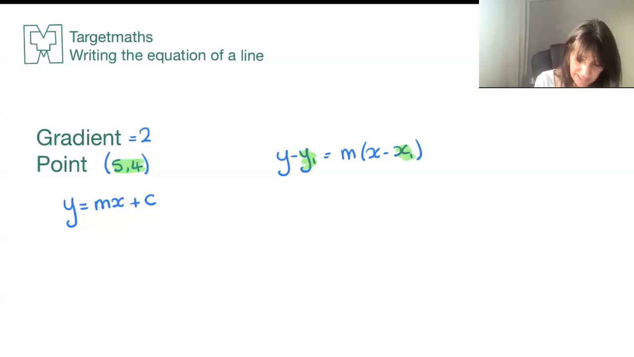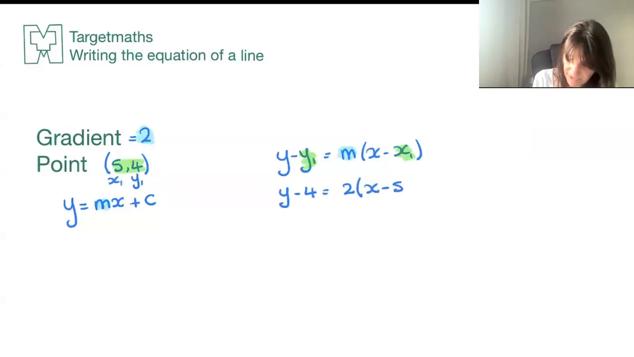So my y1 and my x1 basically are my coordinates. So this here is my x coordinate, so that is x1. That's my y coordinate, so that is y1. And obviously the gradient is m. We know that because it's the number in front of the x. That's the gradient, and we've been told that's 2. So we can substitute all of this information directly in. So I've got y minus 4 equals 2(x minus 5).